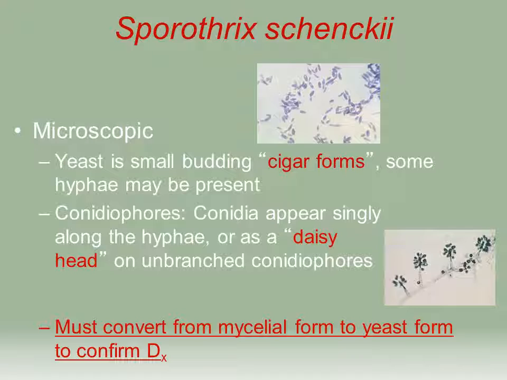A very important characteristic of this organism in terms of definitively identifying it in the lab: you have to be able to see both forms, the yeast and the mold form. And when you grow one, you have to be able to convert it to the other. And of course, how are you going to convert it? By incubating it at the alternate temperature.